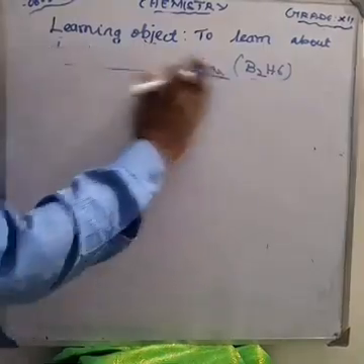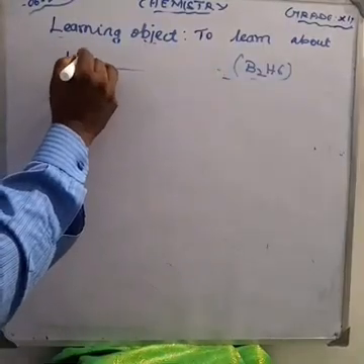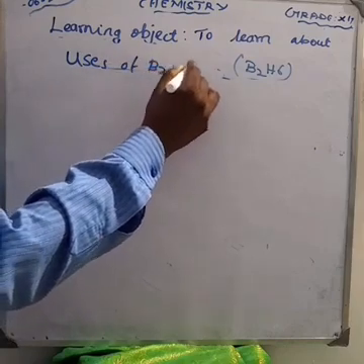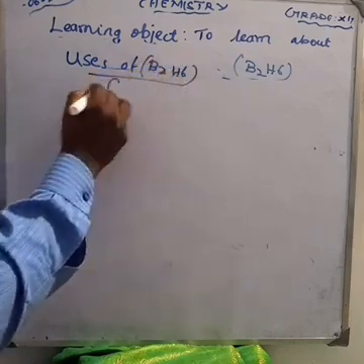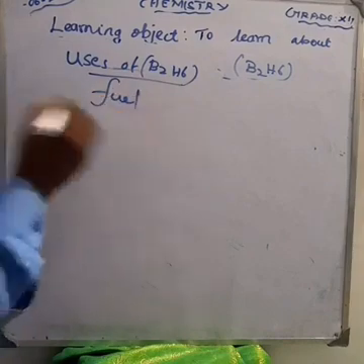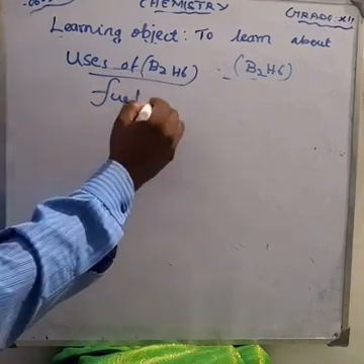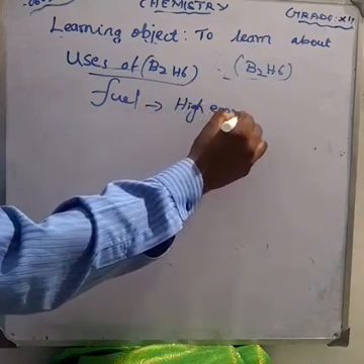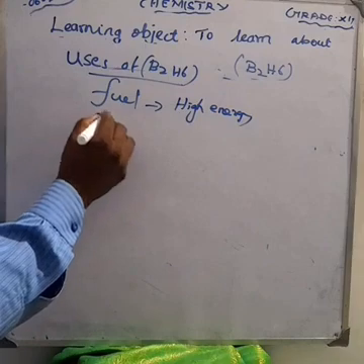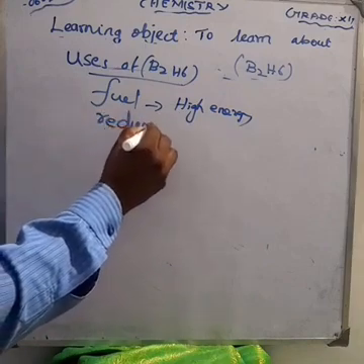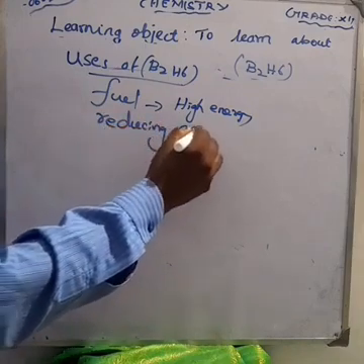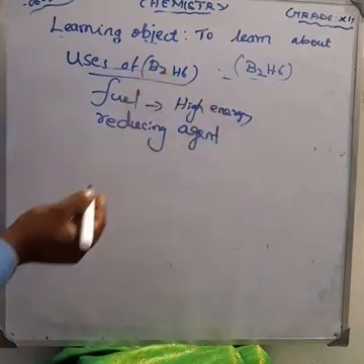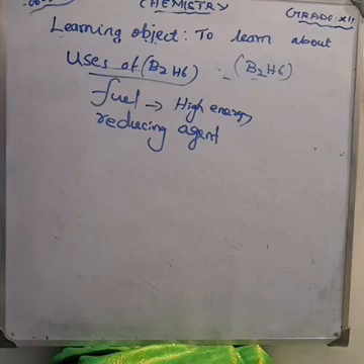We can discuss the uses of diborane. Diborane is used as a high energy fuel for propellant. Okay, diborane is used as a high energy fuel for propellant. It is used as a reducing agent in organic chemistry. Am I right? It is also used in welding torches. Okay. Next, we can discuss that.